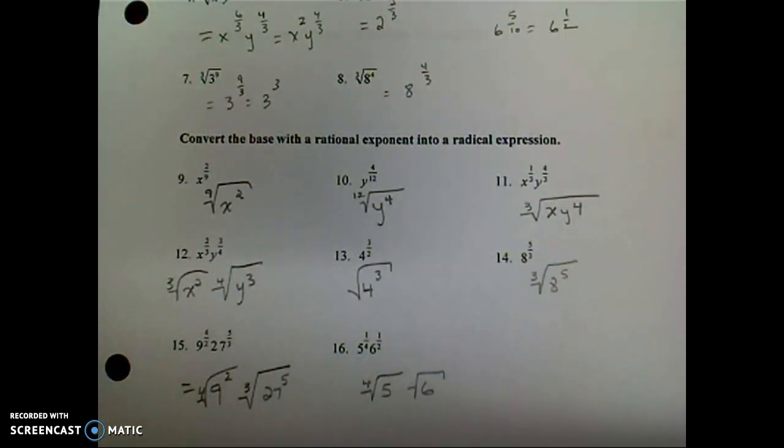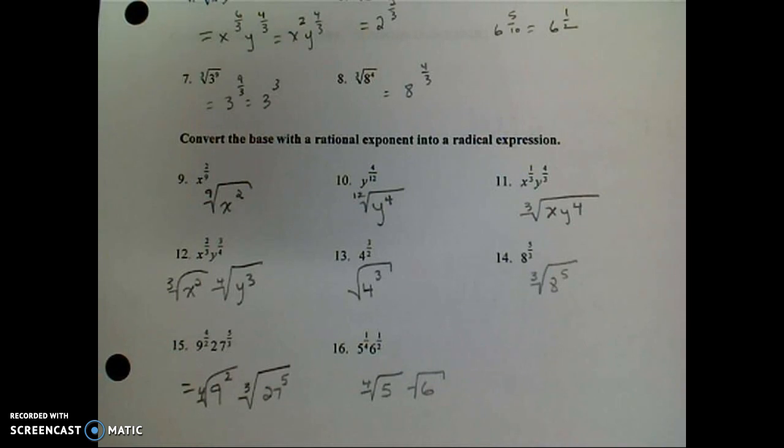So in number 12, we split that because you have different indices. So x squared to the 3rd, and then the y is to the 3/4, so y to the 3rd, and taking the 4th root of that. In number 13, 4 to the 3rd, and we'll take the square root of that expression. In 14, we have a cube root of 8 to the 5th.